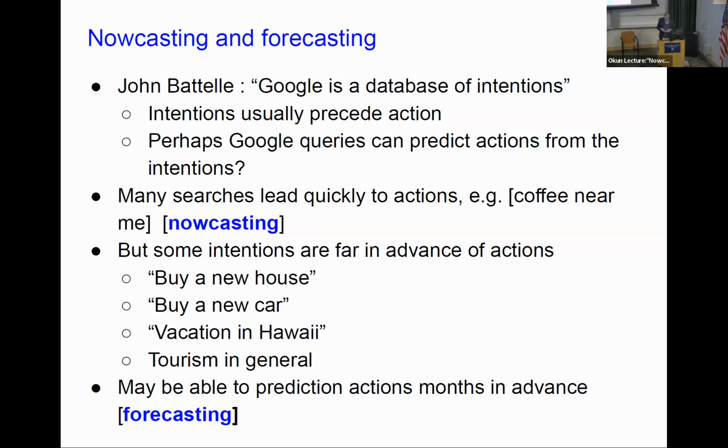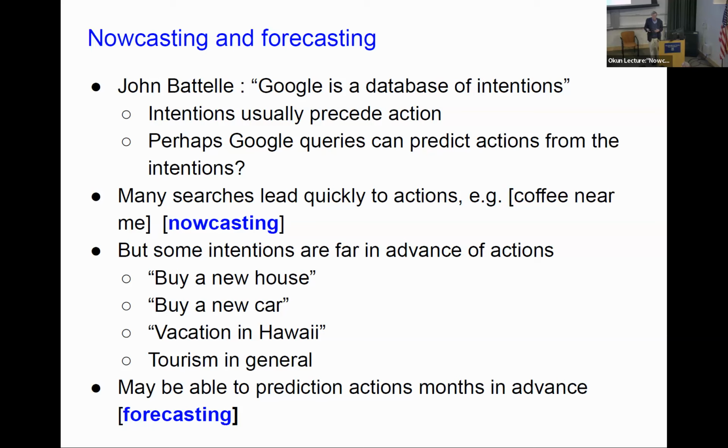Vacation in Hawaii, tourism, lots and lots of tourism issues boil down to this kind of behavior where Google is showing possible places that people are considering vacationing or tourism, and then what the actual outcome is. So sometimes you can get predictions that are a month in advance. You can forecast there's going to be a lot of people visiting some particular place at some particular time, and then you can say, well, this is what's going to happen 6 months from now.